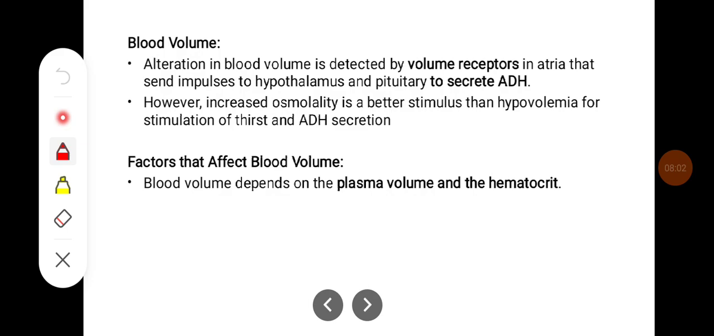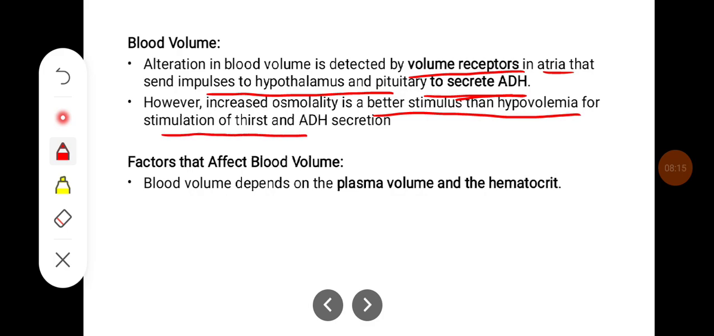Alteration in blood volume is detected by volume receptors in the atria, which send impulses to the hypothalamus and to the pituitary to secrete ADH. However, increase in osmolality is a better stimulus than hypovolemia for stimulation of thirst and ADH secretion. Factors that affect blood volume are the plasma volume and the hematocrit.